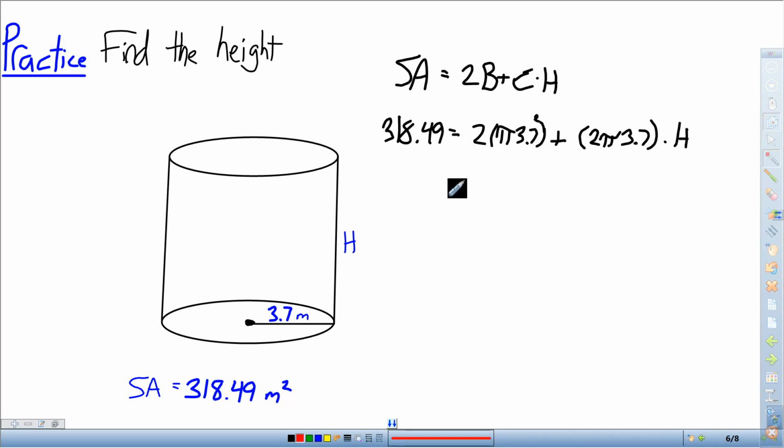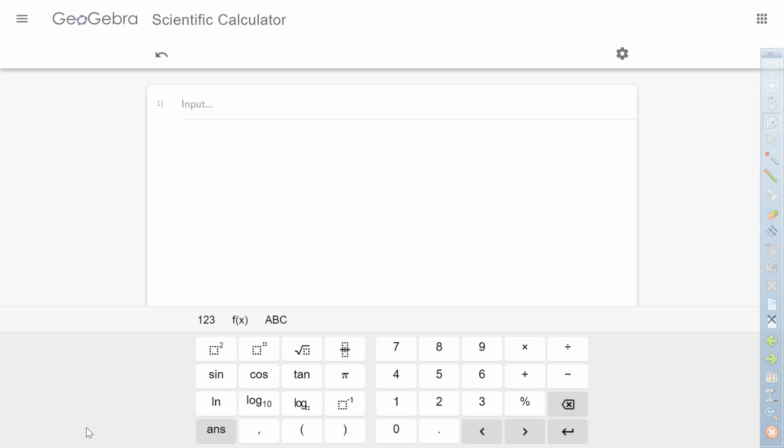I'm going to first subtract this whole 2 times pi 3.7 squared from both sides. All right, and let's start by typing that into our calculator: 318.49 minus 2 times pi times 3.7 squared. All right, so there's that.